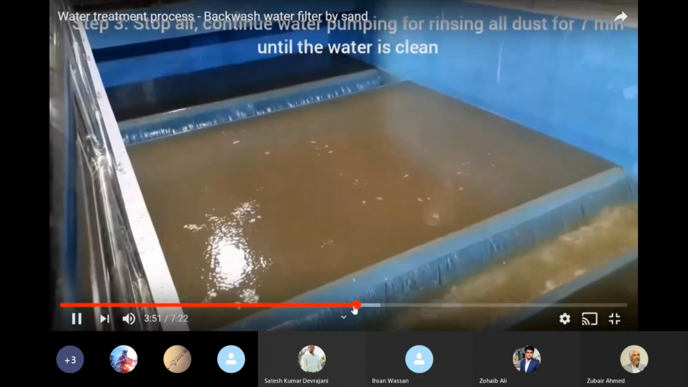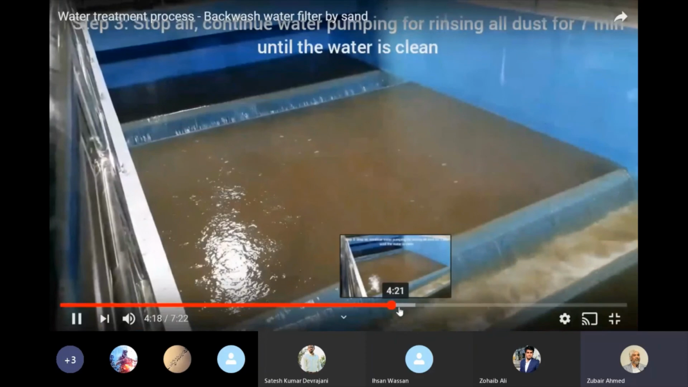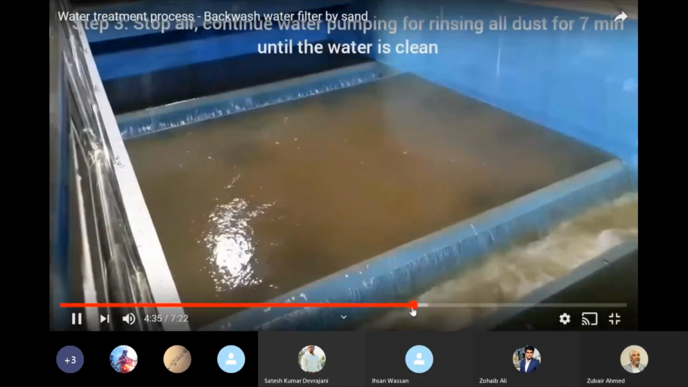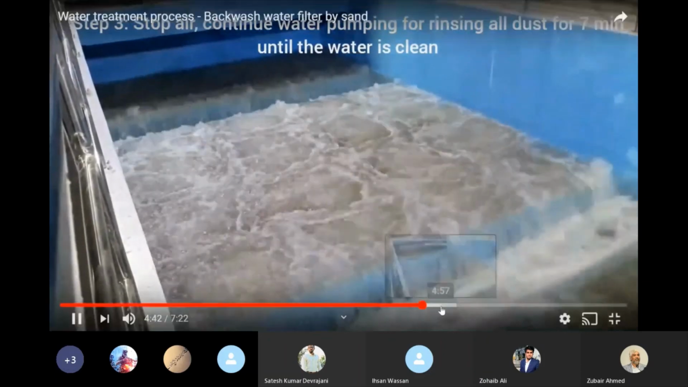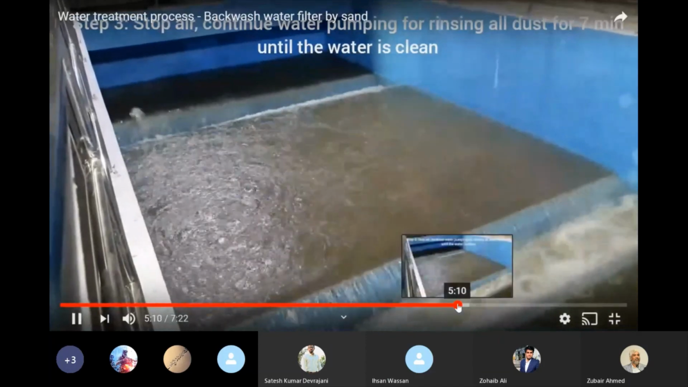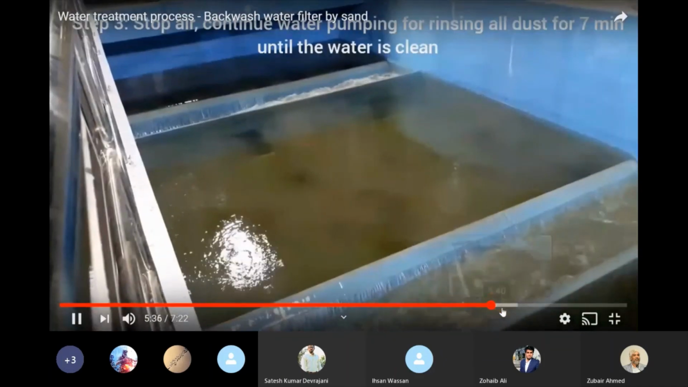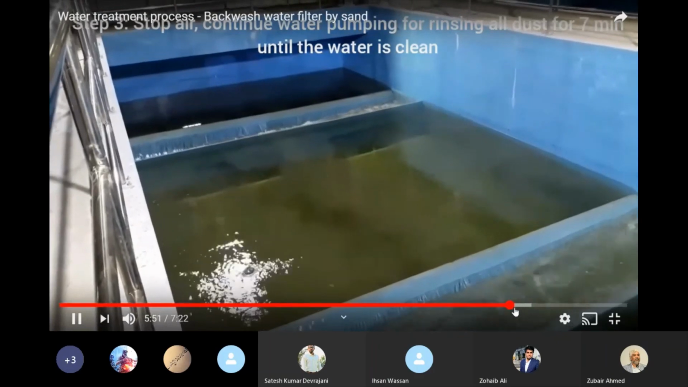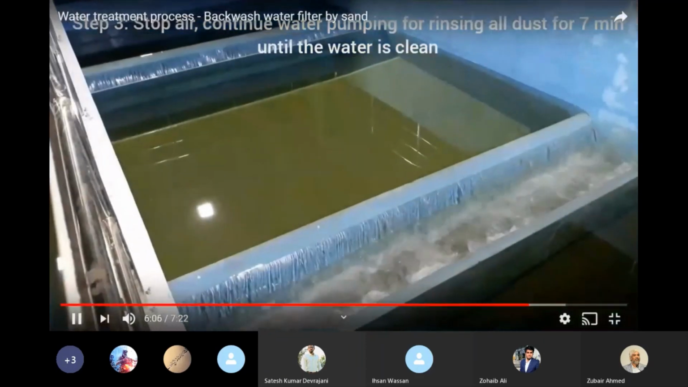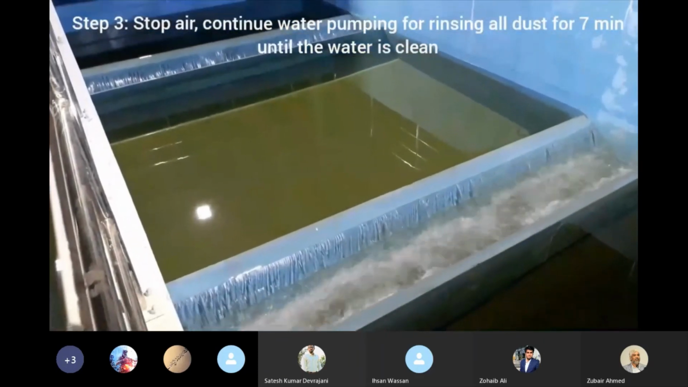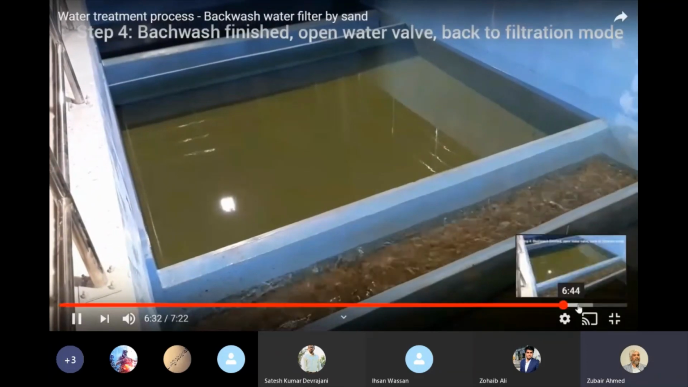It's getting clear. See, water is getting clear. It's clear now, almost clear.